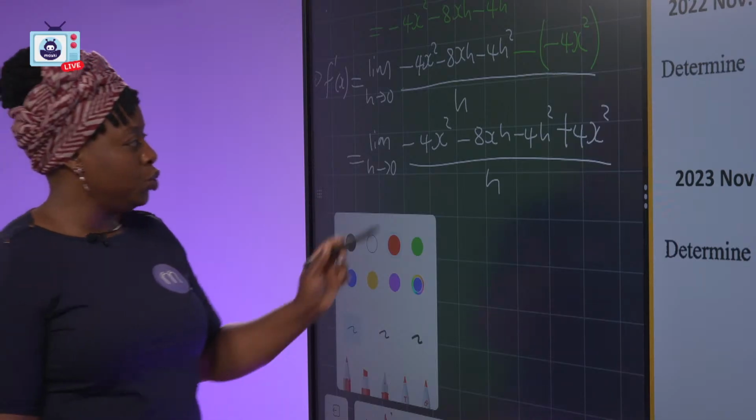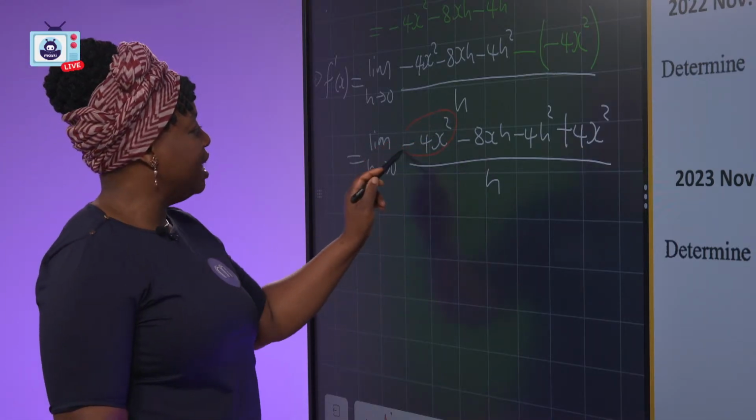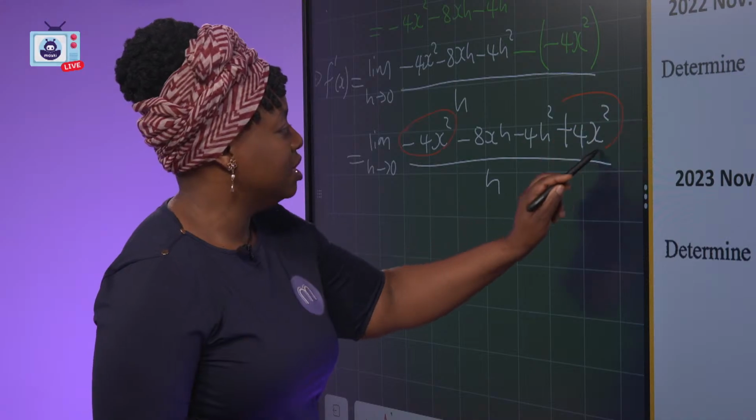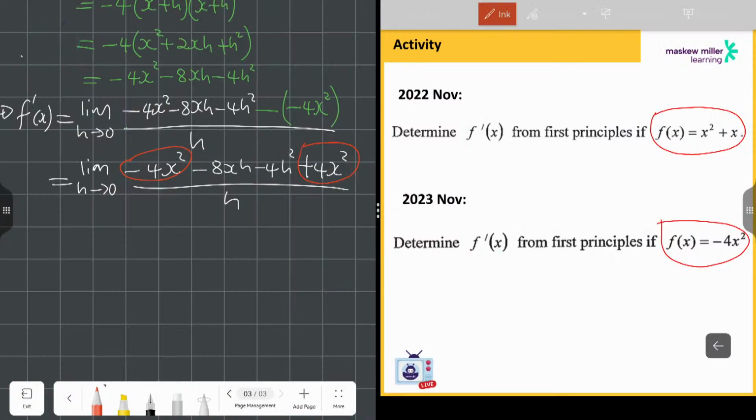Yes, of course we do. So that will be the like term with this. Can you see? A 4x squared has a negative 4x squared and a positive 4x squared, which will then give us a 0. Then we have the limit as h approaches 0 of negative 8xh minus 4h squared, divide the whole thing by h.